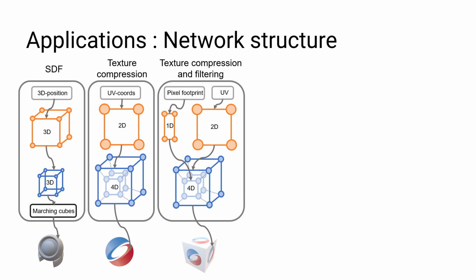With a small modification to our compression-only network, we can jointly treat both compression and filtering. This technique is useful for real-time rendering, where we no longer need to have separate hardware for both compression and filtering.